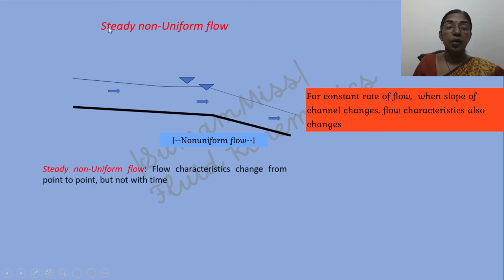Here, ∂n/∂t is equal to 0, whereas ∂n/∂x is not equal to 0. So flow characteristics are changing from point to point, but not with respect to time. The figure shows a pump which is drawing water from a sump and it is discharging out through a delivery pipe. During the pump startup, the flow rate is changing from 0 to the maximum.